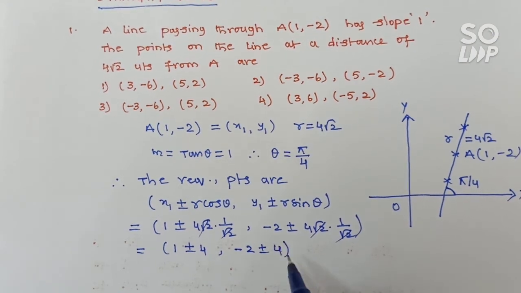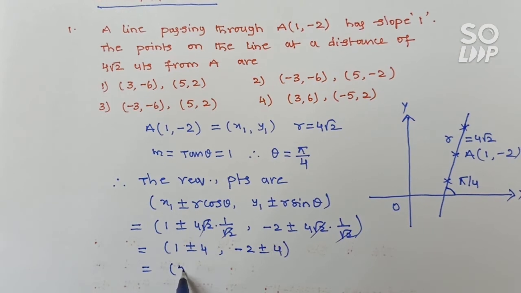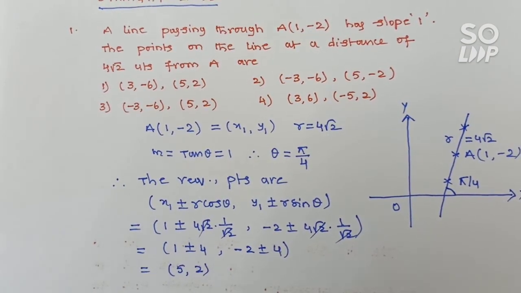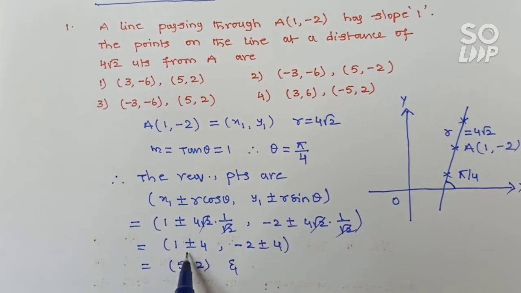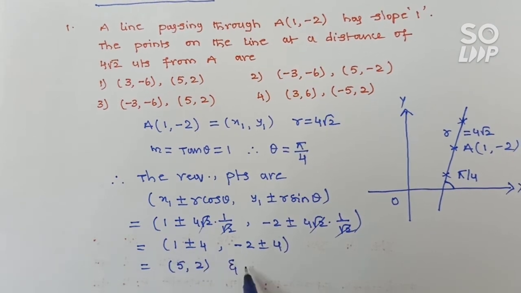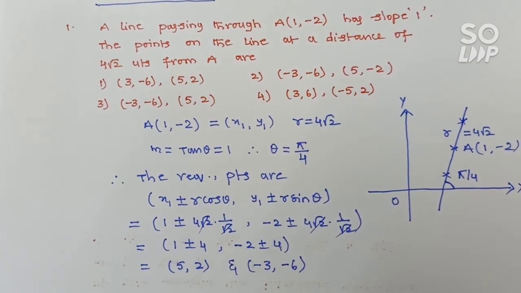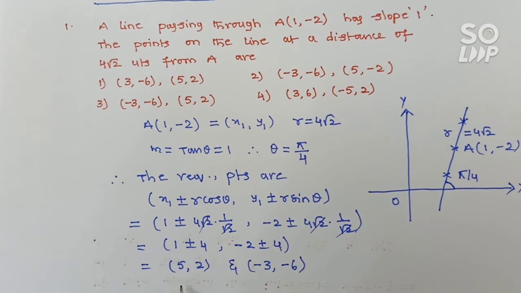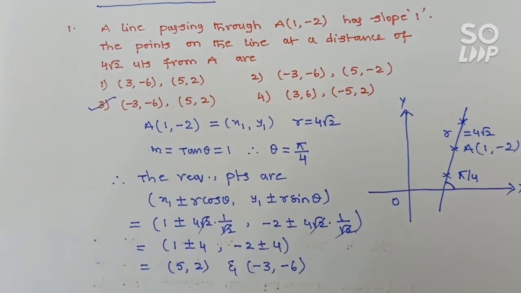First time you take both as positive: 5 comma, minus 2 plus 4 is plus 2. So one point is (5, 2). The other point, taking both as negative: 1 minus 4 is minus 3, comma, minus 2 minus 4 is minus 6. So minus 3 comma minus 6. So your answer is (5, 2) and (-3, -6). So what is the correct option? The third option is the correct answer.